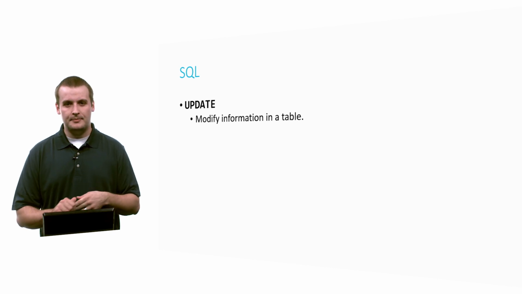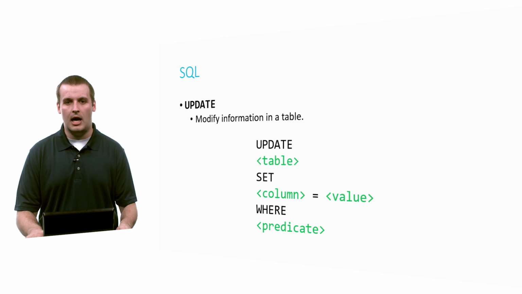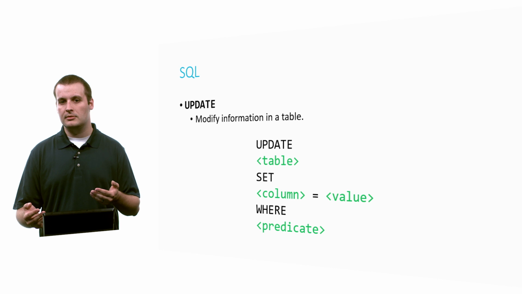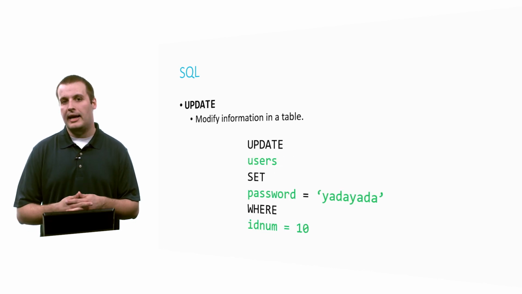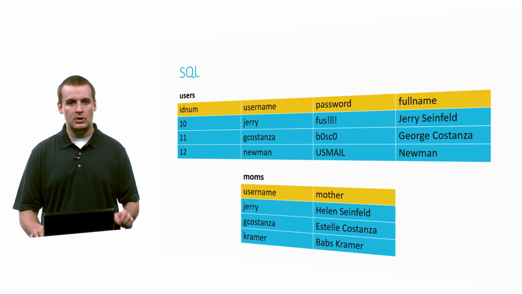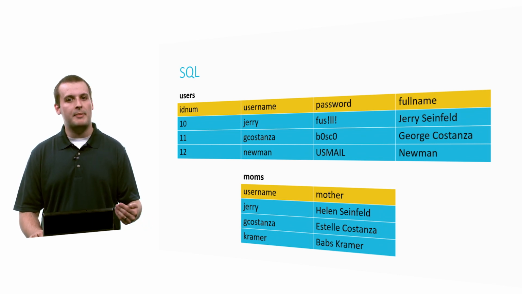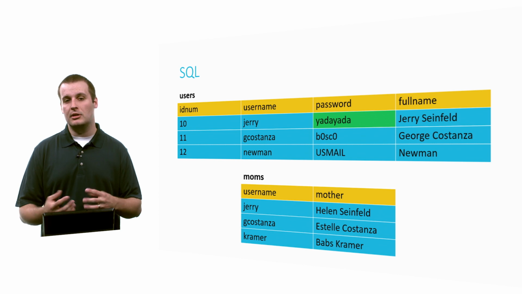So updating, we can use update to change information in a table. The general format is update some table, set some column to some value where some predicate is satisfied. So for example, we might want to update the users table and set the password to yada yada, where the ID number is 10. So in this case, we're updating the users table. The ID number is 10 for that first row there. We want to update the password to yada yada. And so that's what would happen. It's pretty straightforward, right? It's just a very simple modification to the table.